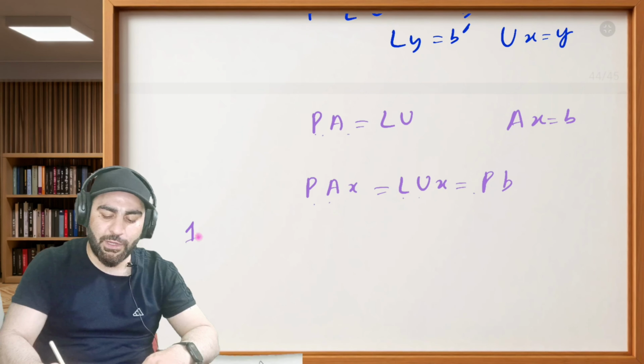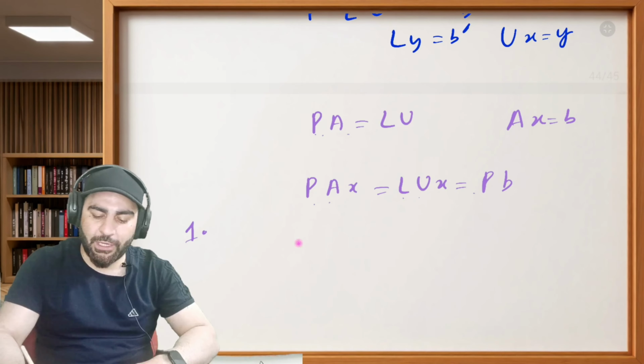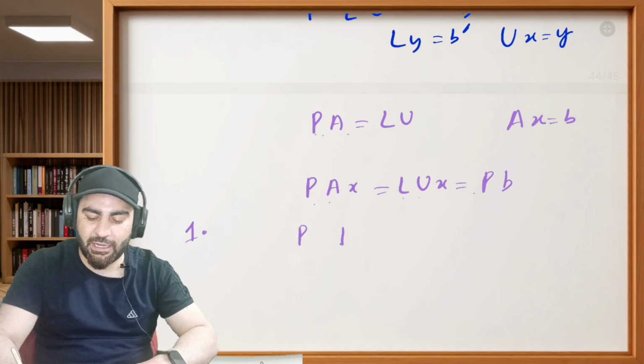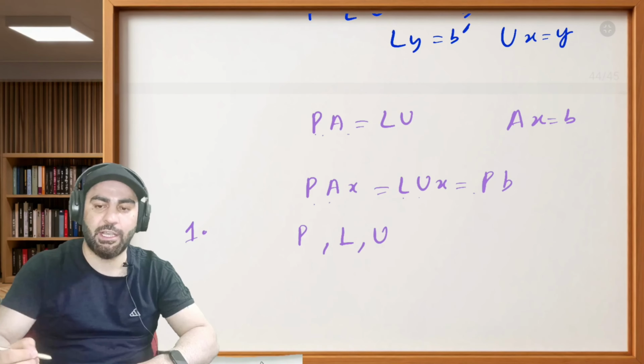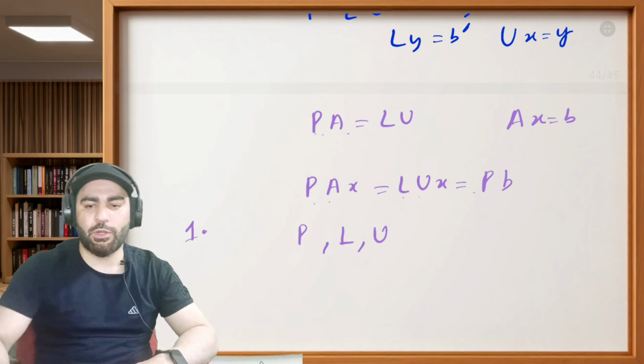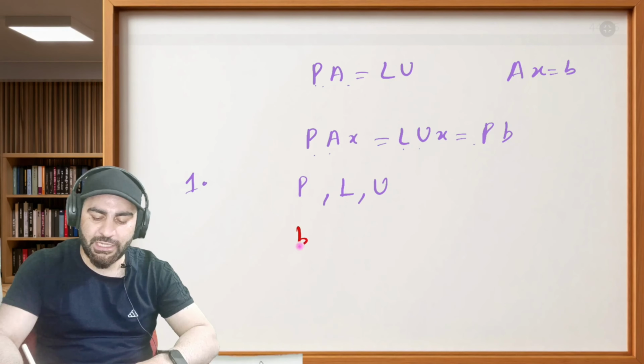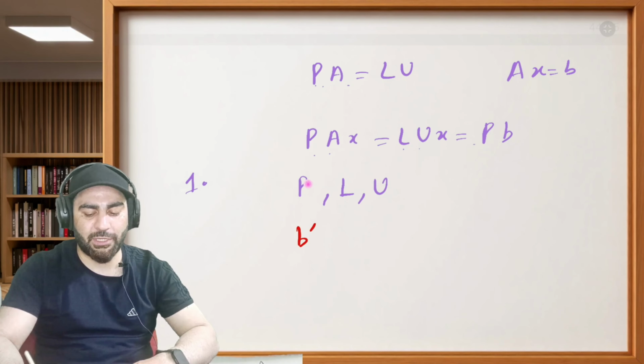So step 1 would be, you will decompose this A. You'll obtain P, and you'll decompose it into L and U. You'll get these three things. After applying this, you can apply permutation. You have this B dash now because you have this permutation matrix. You have to change this B accordingly. So this B dash will be equal to, you apply the permutation onto this B and you will get this B dash. This will be step 2.